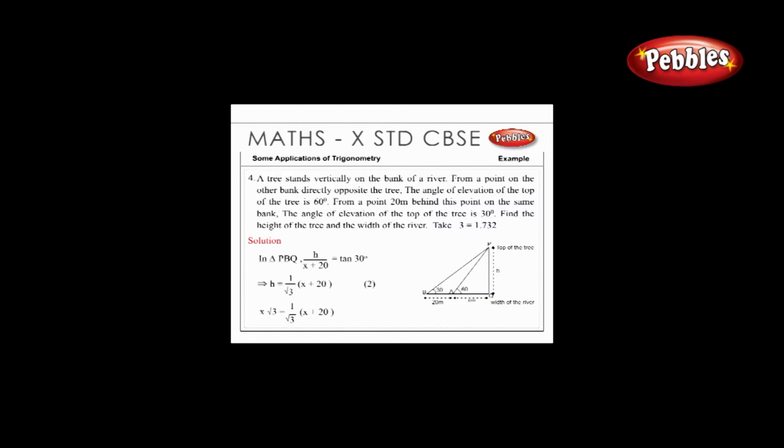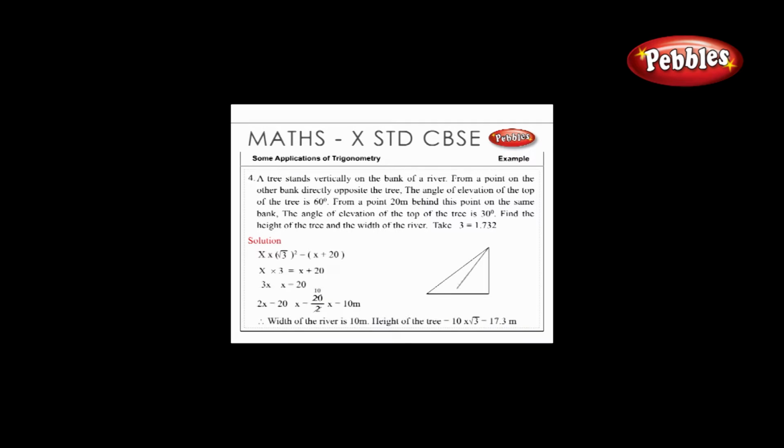In triangle PBQ, h by x plus 20 is equal to tan 30 degree, implies h is equal to 1 by root 3 into x plus 20. Let us denote this by equation 2. Equating 1 and 2, we get x into root 3 is equal to 1 by root 3 into x plus 20. x into root 3 square is equal to x plus 20.